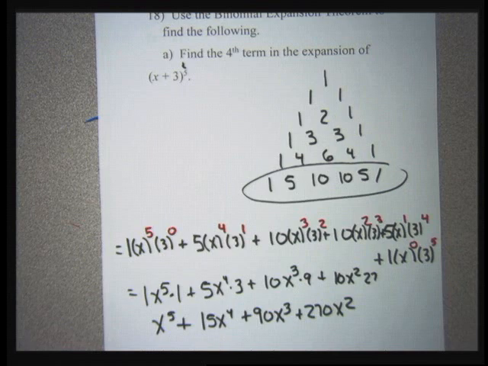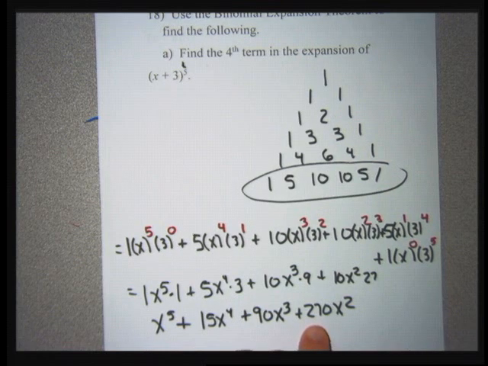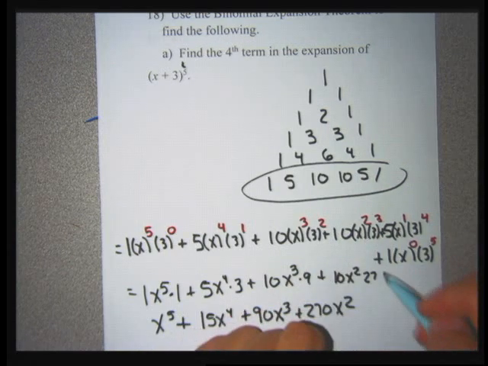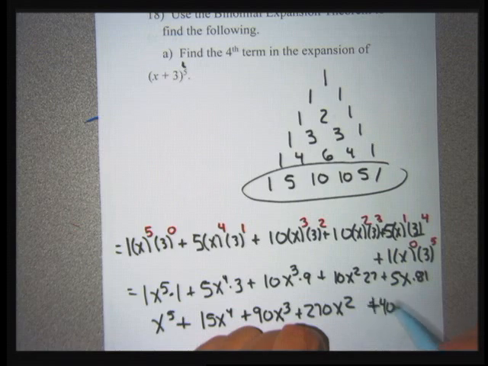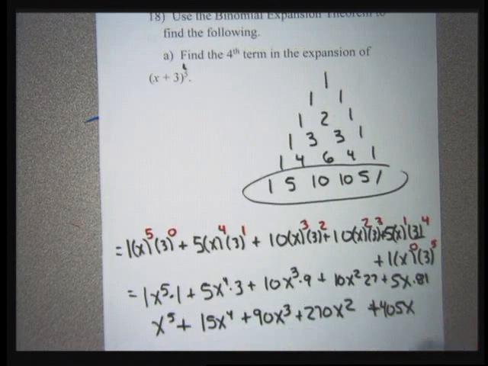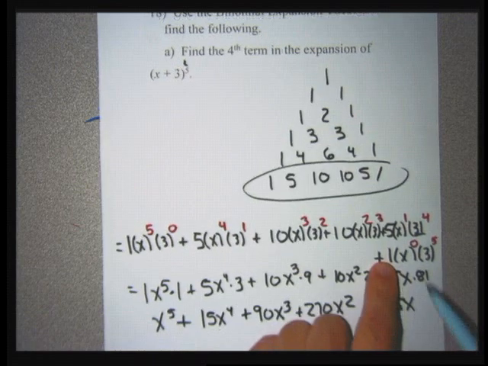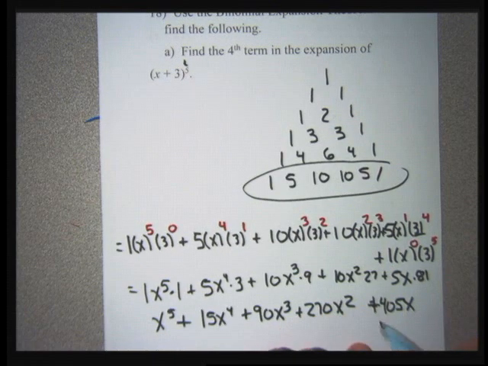I could stop, because this is going to be my answer, but I'll go further just for the heck of it. The fifth term in my expansion is going to be 5 times x to the 1st times 3 to the 4th, which is 81. 5 times 81, I think, is 405. That's the fifth term. And the last term is going to be 1 times x to the 0, which is 1, times 3 to the 5th, which is 243. The last term is just going to be a plus 243.